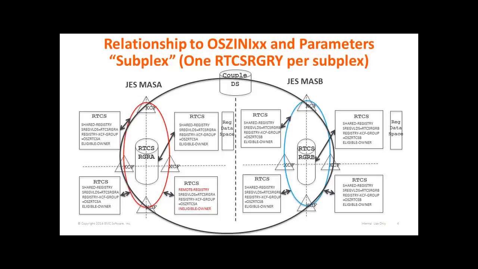However, this means that the OZI INI members must be configured to accommodate this situation. First, each subplex will point to a different SREG VLDS, and also a separate registry XCF group associated with the SREG VLDS. Then each LPAR will have its own eligible owner/ineligible owner setting, and the associated shared registry or remote registry setting.